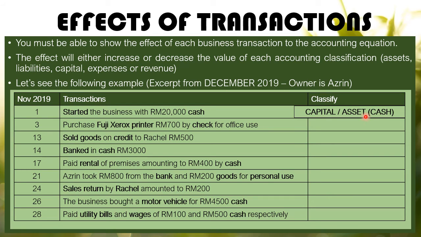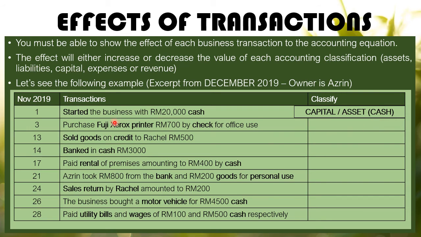Kemudian cash dalam business tu pun bertambah. Once we inject our 20,000 cash into the business, so that will be the asset owned by the business. So asset kita pun bertambah. So what kind of asset we're talking about? We talk about cash.